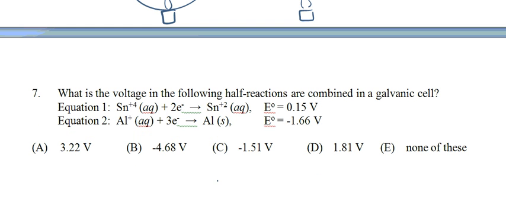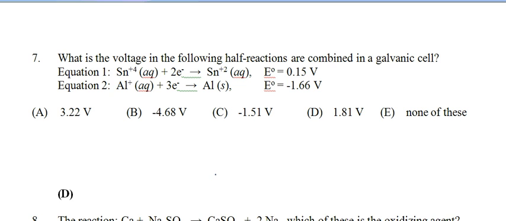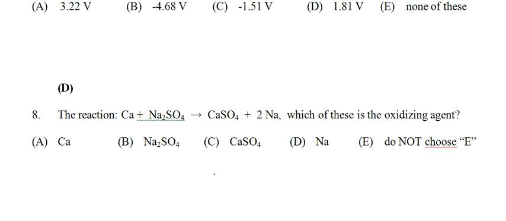All right, so D should have been our answer. Okay. Number 8 says the reaction where we have calcium reacting with sodium sulfate produces calcium sulfate and sodium. Which of these is the oxidizing agent? Oxidizing agent, first and foremost, we have to recognize that the oxidizing agent has the thing that is reduced. So what we want to find out is who is becoming reduced, or becoming less positive or more negative. So if I look at calcium, it has no charge.